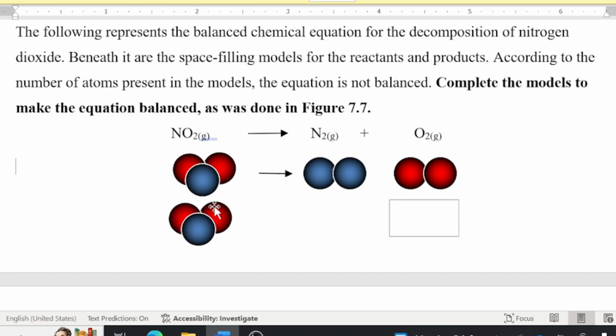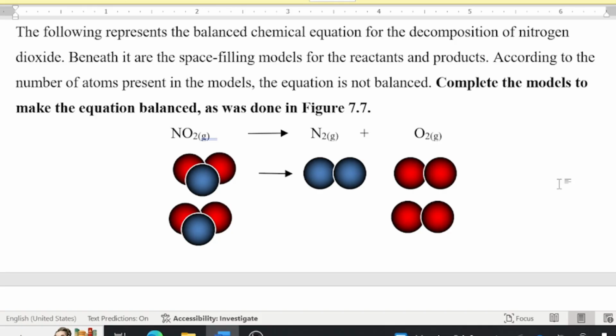Let's check this out now. So what we have, this is good. The nitrogen here is good. But we created 4 oxygen. We only have 2 here. What should we do? Put another 2 here. Looks good. You have 4 oxygen, 2 nitrogen, 4 oxygen.